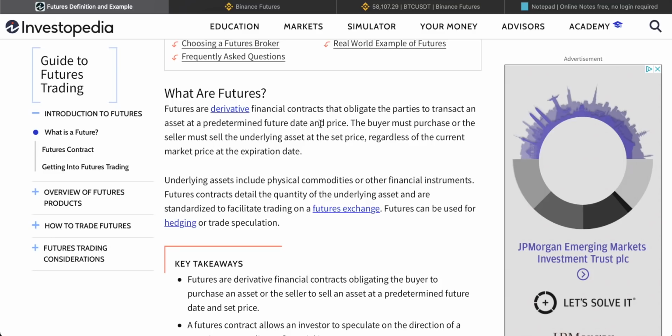So when two people enter into a futures contract, you can see that the buyer must purchase or the seller must sell the underlying asset at a set price, regardless of the current market price at the expiration date. So usually what happens with the future is that you and I can agree to exchange something in 1 year's time at a price that we both agree on today.